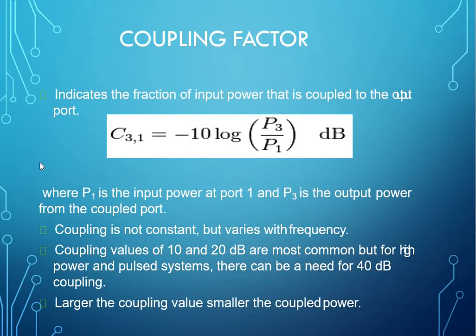First one, coupling factor. It indicates the fraction of input power that is coupled to the output port. It is also the ratio of incident power to the forward power measured in dB. You could see that C31 is equal to 10 log P3 by P1. Coupling is always not a constant. It varies with frequency. As the frequency increases, the coupling factor also will increase.